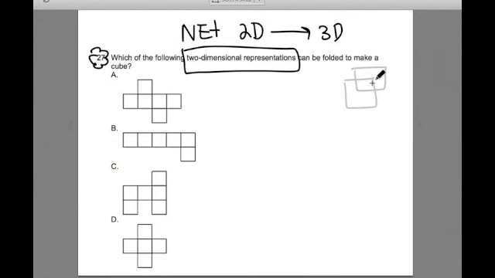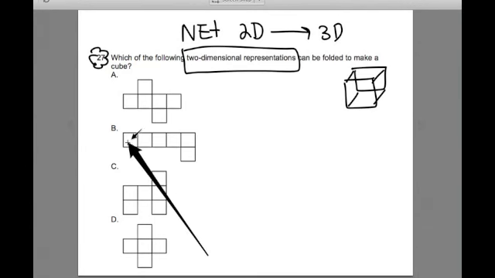When looking at this problem, it's a little tricky. Unless you've worked with nets a lot, it's sometimes hard to match it up. I want to point out first what the correct answer is. A is the correct answer. If you cut along the lines, along the edges, and you folded up A, all the faces would line up and all the edges would line up to form a cube. There would be no overlapping of faces and all the edges would be touching. So A is the correct answer.